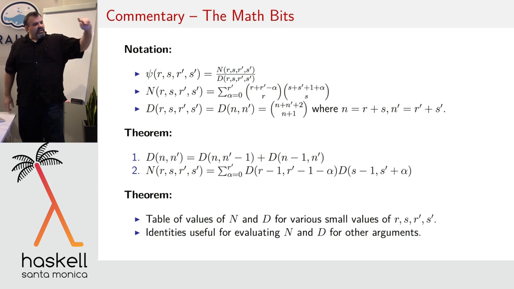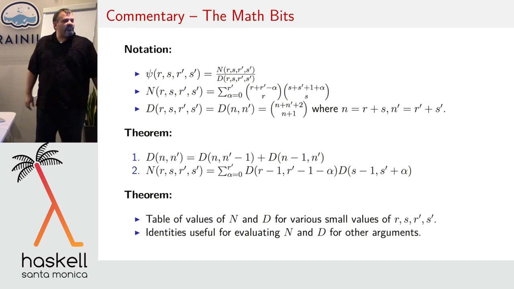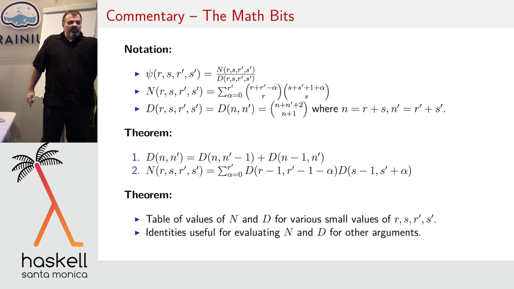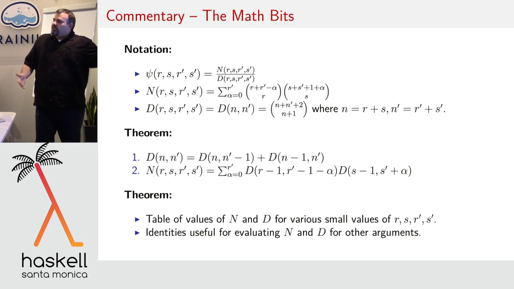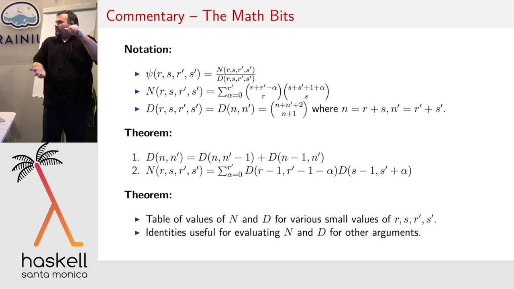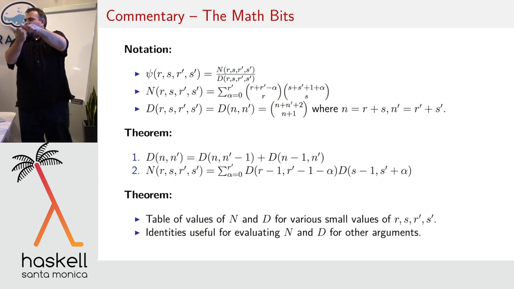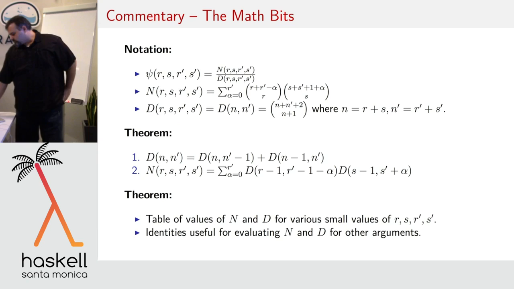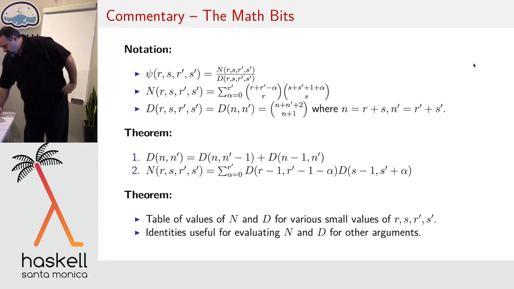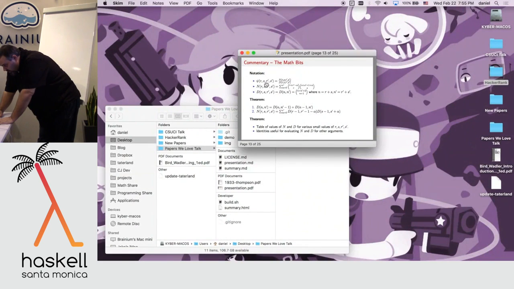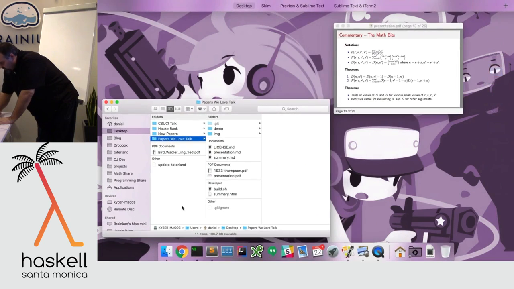So then he goes on to build the table for small values of r, s, r prime, and s prime. And he goes on to prove several identities which show up in the table, which allow you to write a smaller table. So you can swap some of the arguments and get the same answer. And so those identities are in the table so that we don't have to write as many rows. Let's take a look at the table now that we have a concept for understanding it.